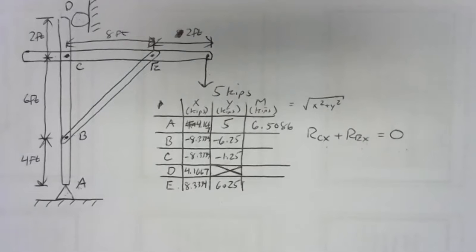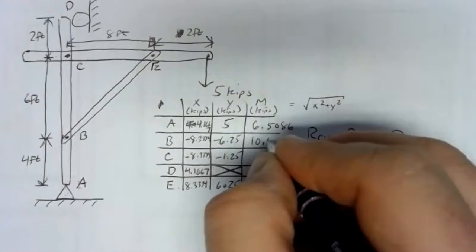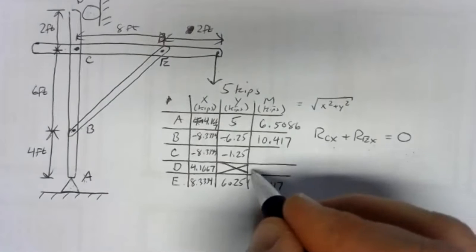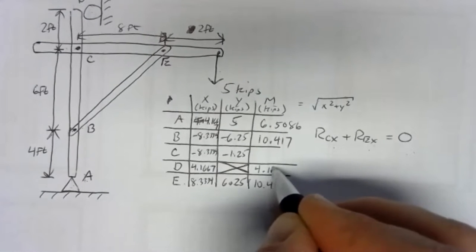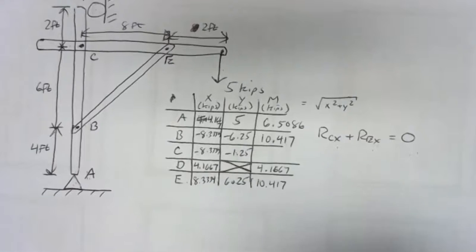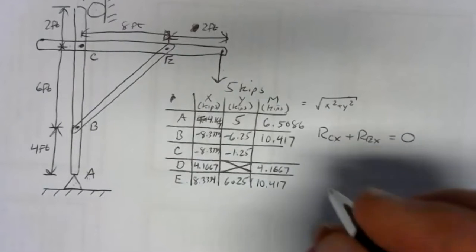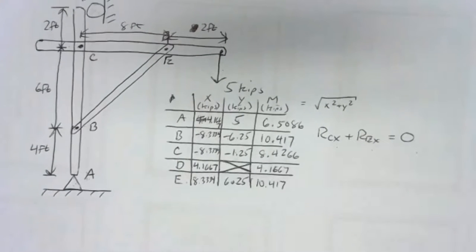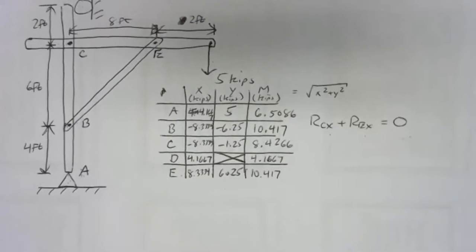So we've got 8.3334 squared and 6.25 squared added together, square root, we've got 10.417. So 10.417 and 10.417. For anything with just one component, the magnitude is the value of that one component without any sign, so 4.1667. And then we've just got the last one at C here, 8.3334 squared plus 1.25 squared added square root. And that's 8.4266. Now, if the problem spec'd fewer significant figures, then we just round down to those.